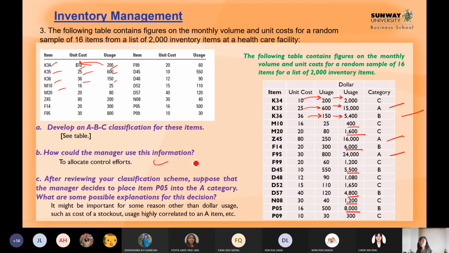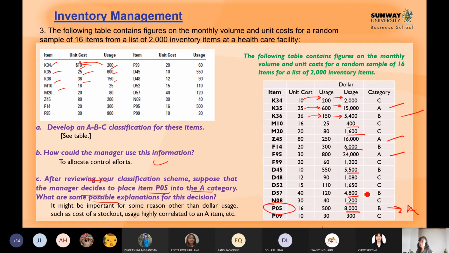Okay, so after reviewing this classification scheme, supposedly the manager decides to place P05 into A category. So what are the possible explanations for this? Okay, where is P05? Here. Okay, why is this 8,000? So why do you want to consider putting it in A? What is your possible answer?